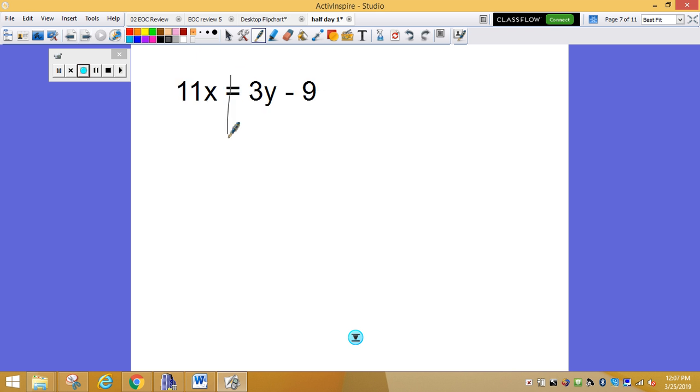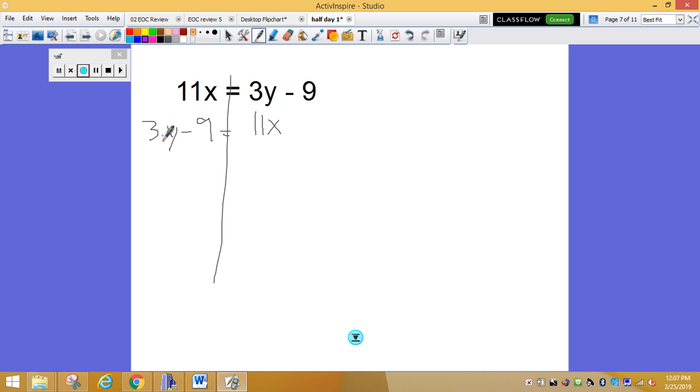Okay, let's do this one. Pause it, write it down. Okay, again, the y is on the wrong side, so I'm going to flip-flop them. I'm going to put 3y minus 9 on this side. I'm going to put 11x over on this side. Now it's just like problems that we've already done today.